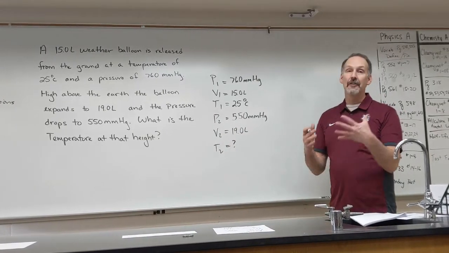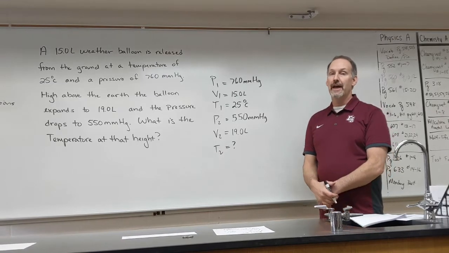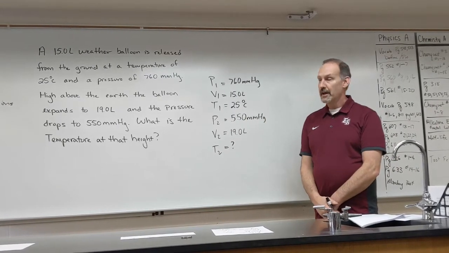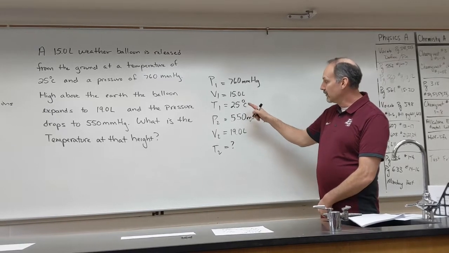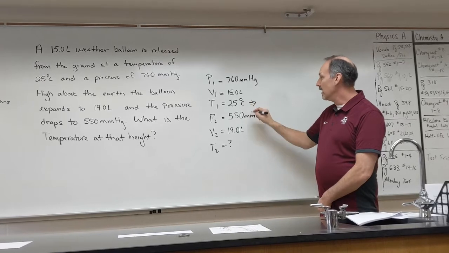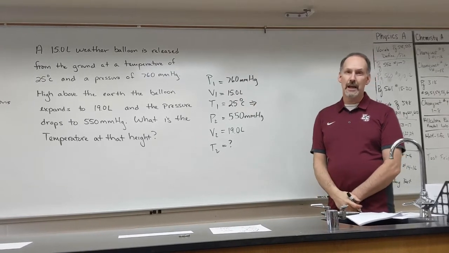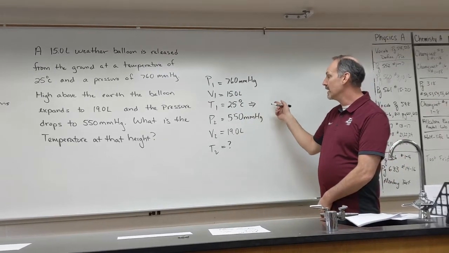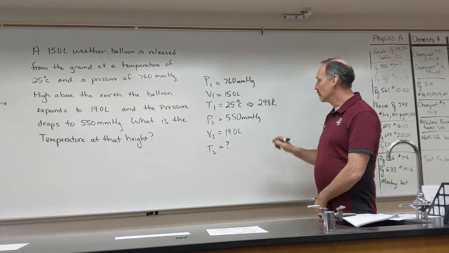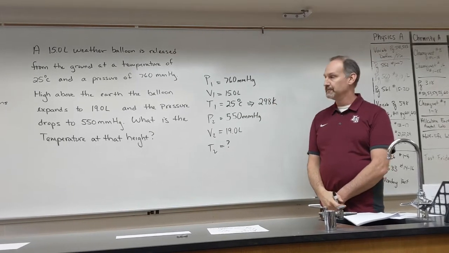So nothing fell out this time. That means we're going to use every single one of our symbols in the math. And our Celsius was being used, and we need to convert that to kelvins. So 25 plus 273 is 298 Kelvin. So we're going to use Kelvin in our formula, okay?